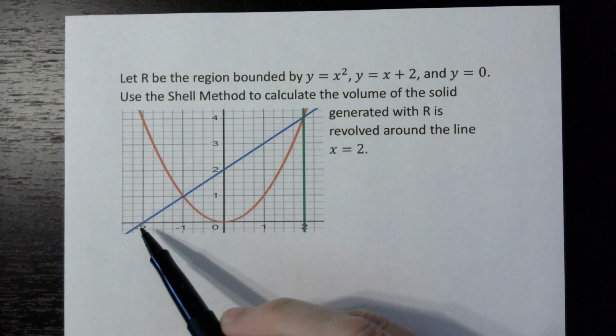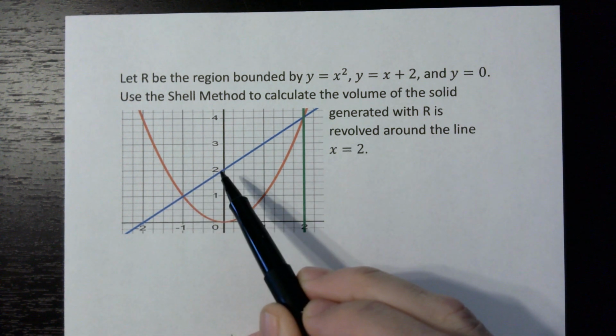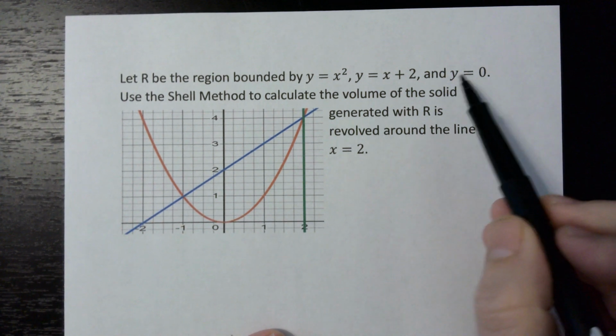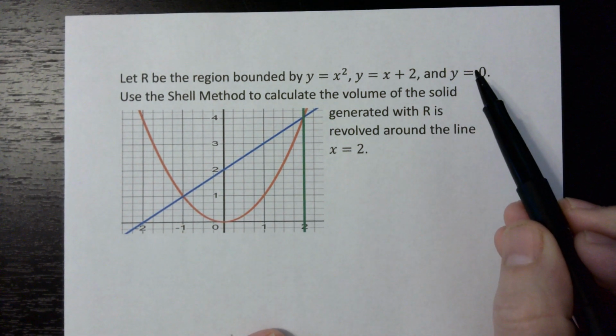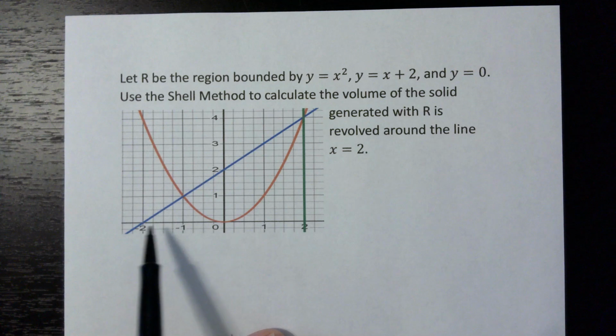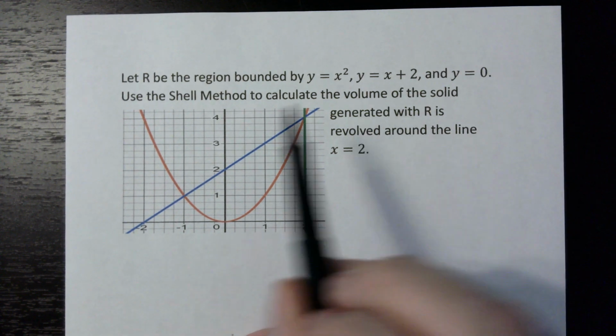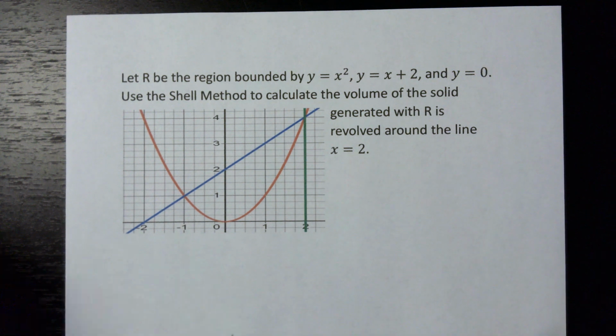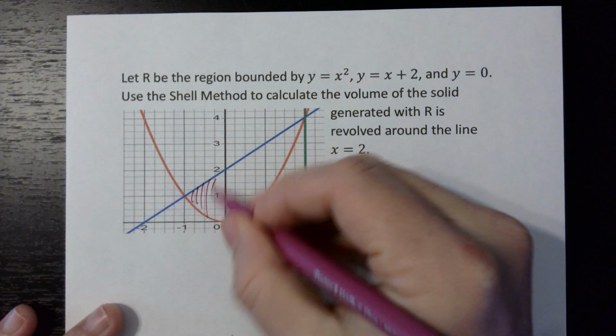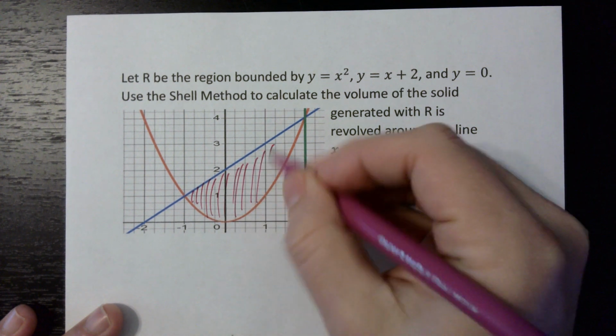It's got a slope of 1, and it crosses the y-axis at 2 here. We're also bounded by y equals 0, which is the x-axis, so we have to stay above the x-axis. And I'll color the region here for us. This is the region we're looking at right here.